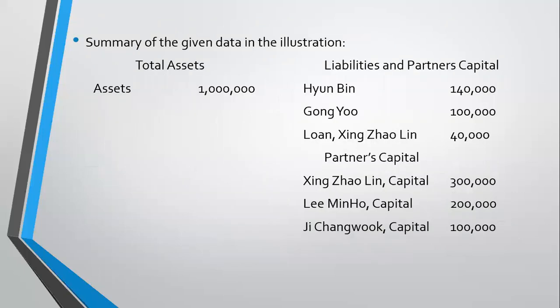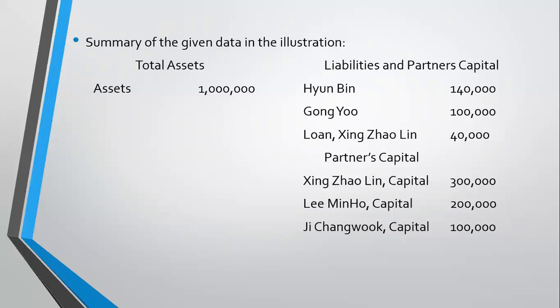So paano natin babayaran? Paano natin ibabalik yung 1 million? So this is the summary of the given problem. So the total asset, as I have mentioned, is 1 million. Liabilities and partners capital. So we have Yunbin and Gunyo. Si Yunbin, we have 140,000. Gunyo is 100,000. So they are considered as our outside creditor. Loan Sing Shaolin, so we have this 40,000.